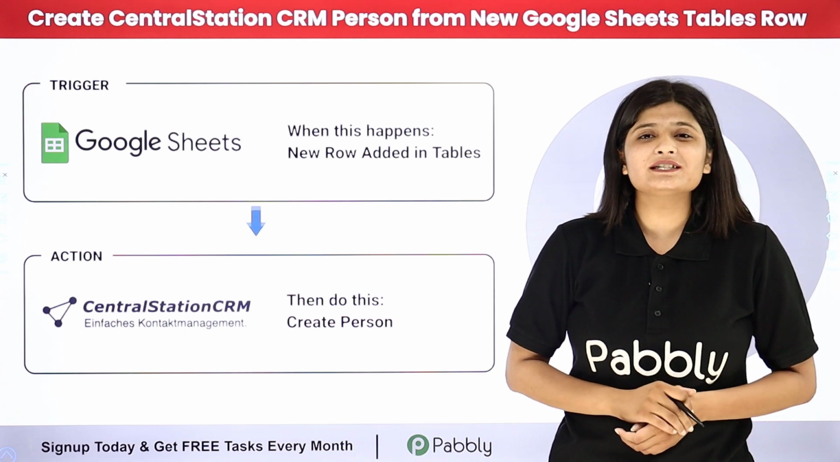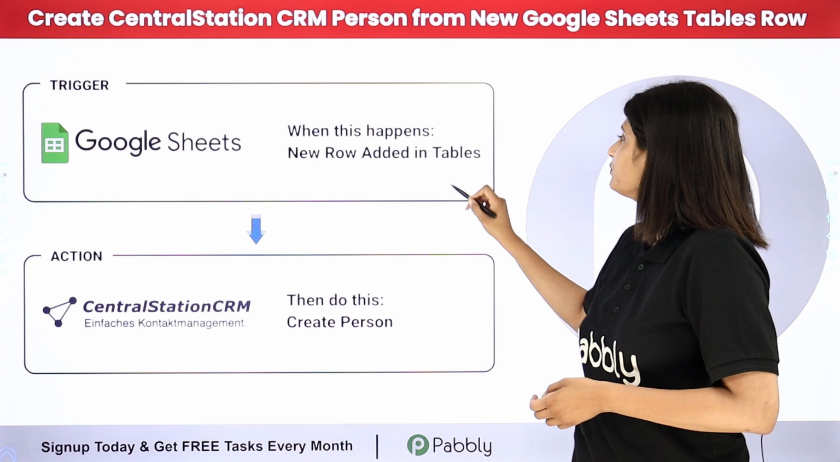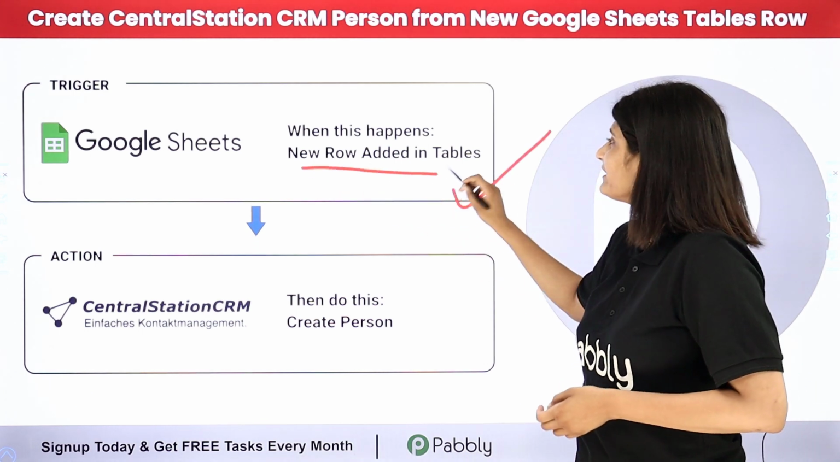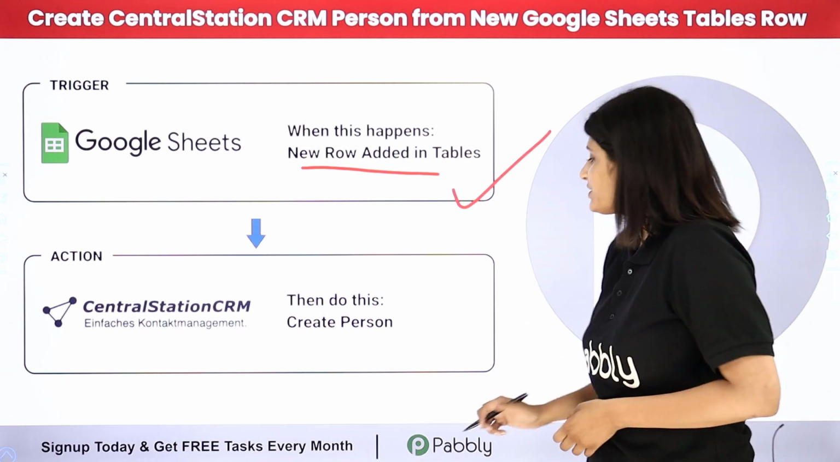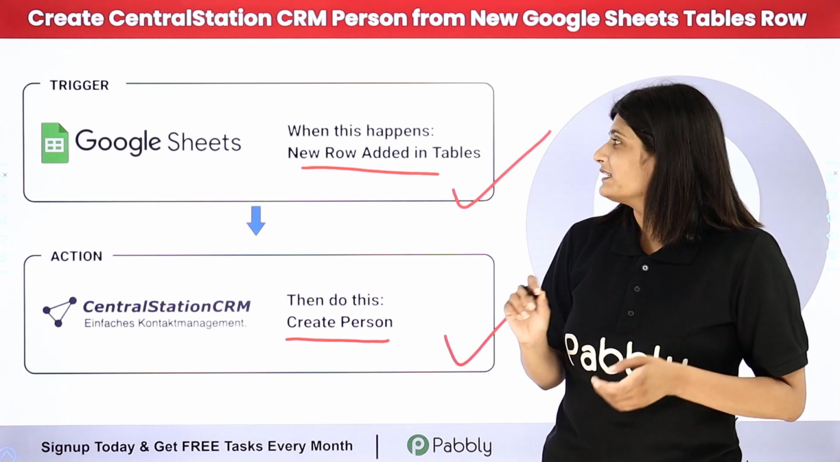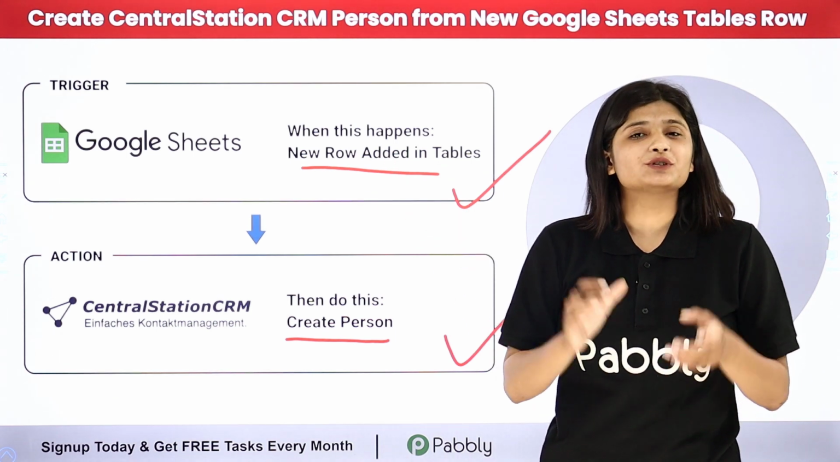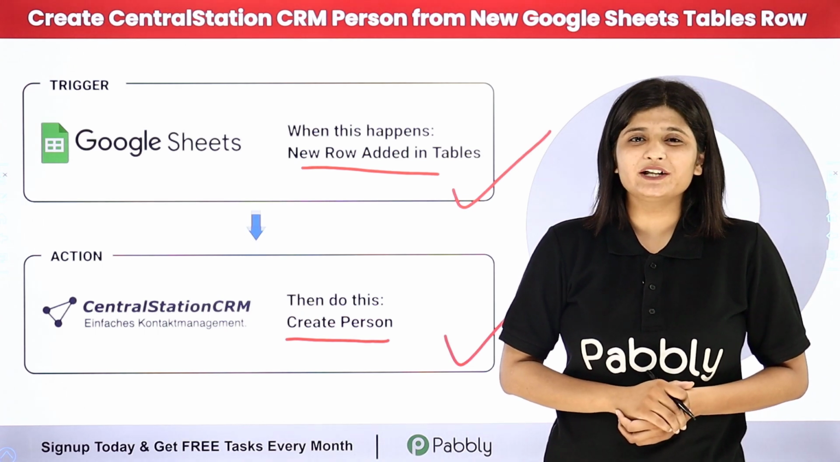Pabbly Connect runs on two principles, which is trigger and action. Here as my trigger application, I will take Google Sheets, where the new row will be added in tables and this complete workflow will get triggered. And in my action application, I will take CentralStation CRM, where the person will be created automatically as soon as the new row will be added in Google Sheets tables. If you want to learn this amazing automation step by step, let me take you all to my screen.